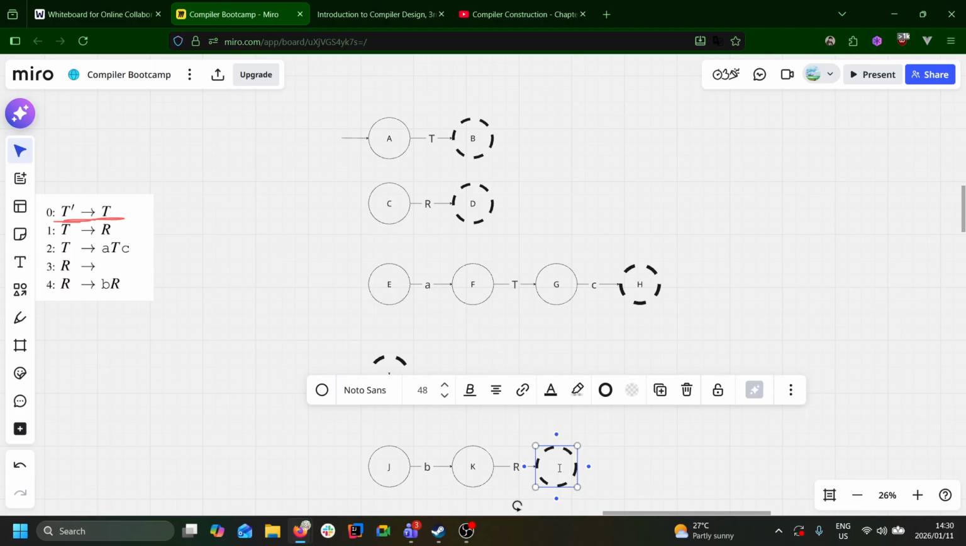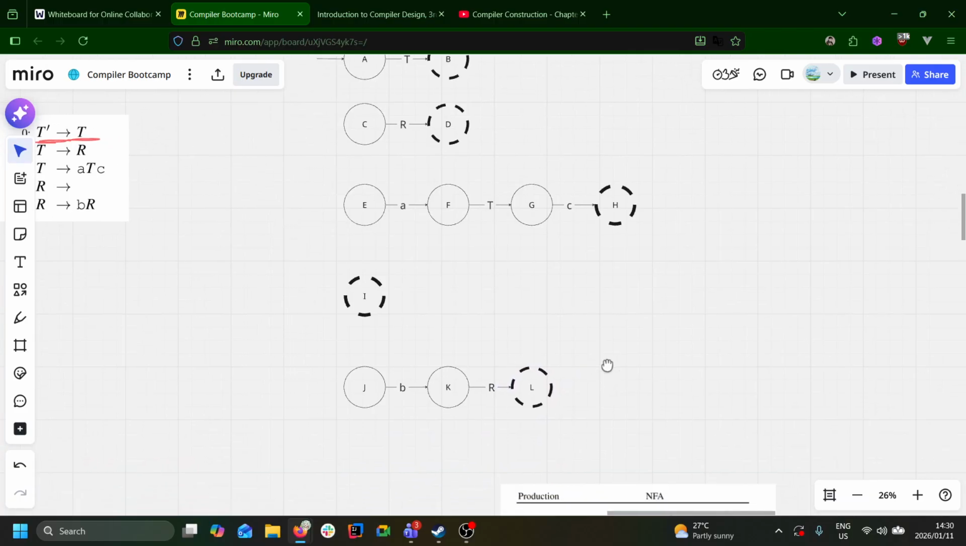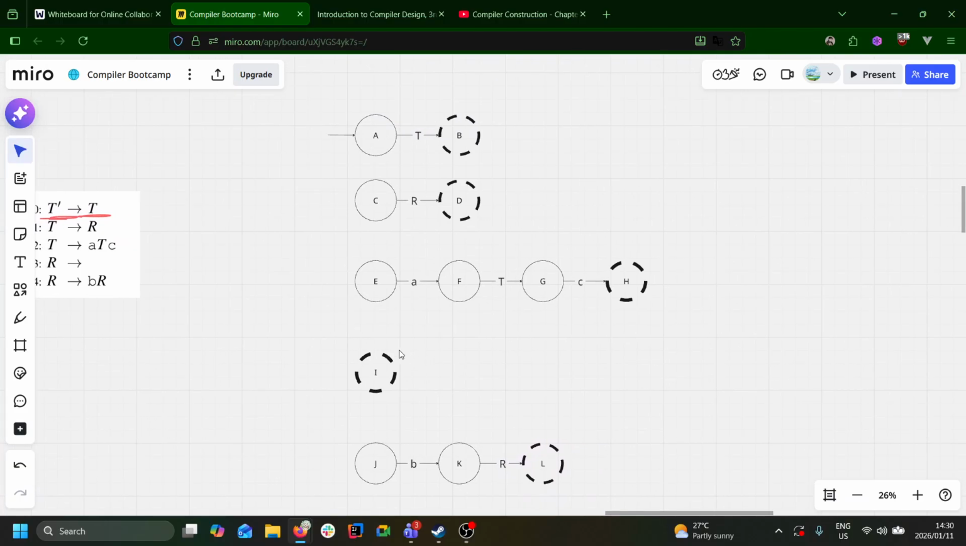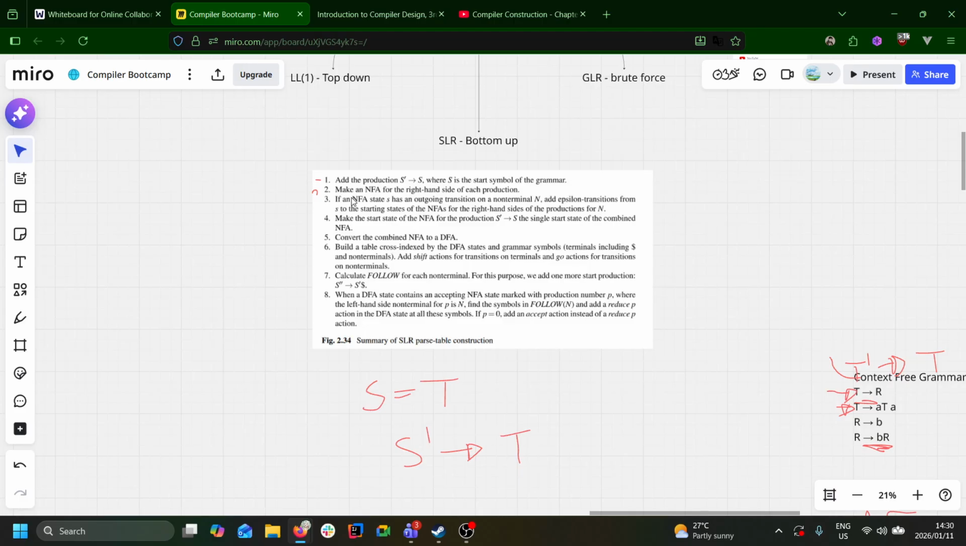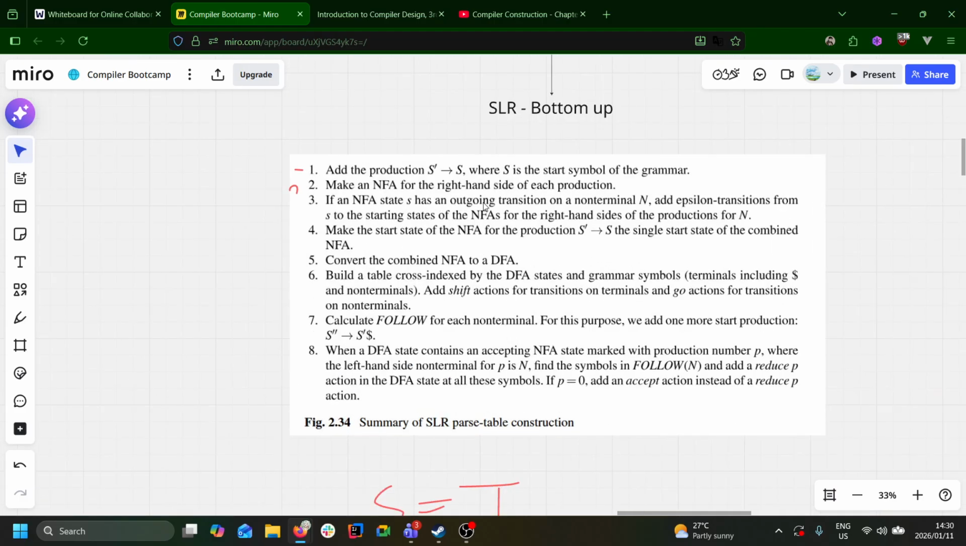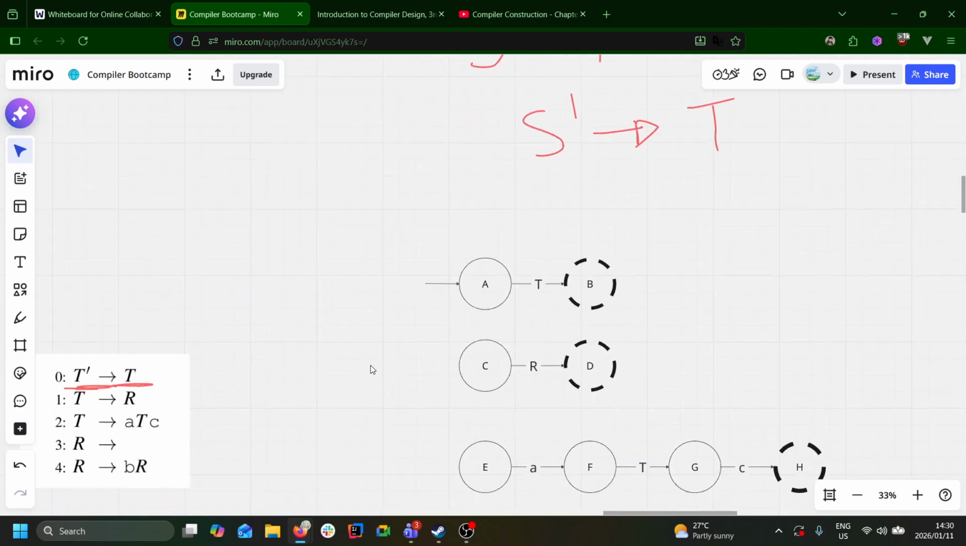A, B, C, D, F, G, H, I, J, K, L. So this will be L. And yeah, now that you've done that, the next step in here, let me see. If an NFA state's outgoing transition is a non-terminal, add epsilon transitions to this. Okay, we'll get to that step.